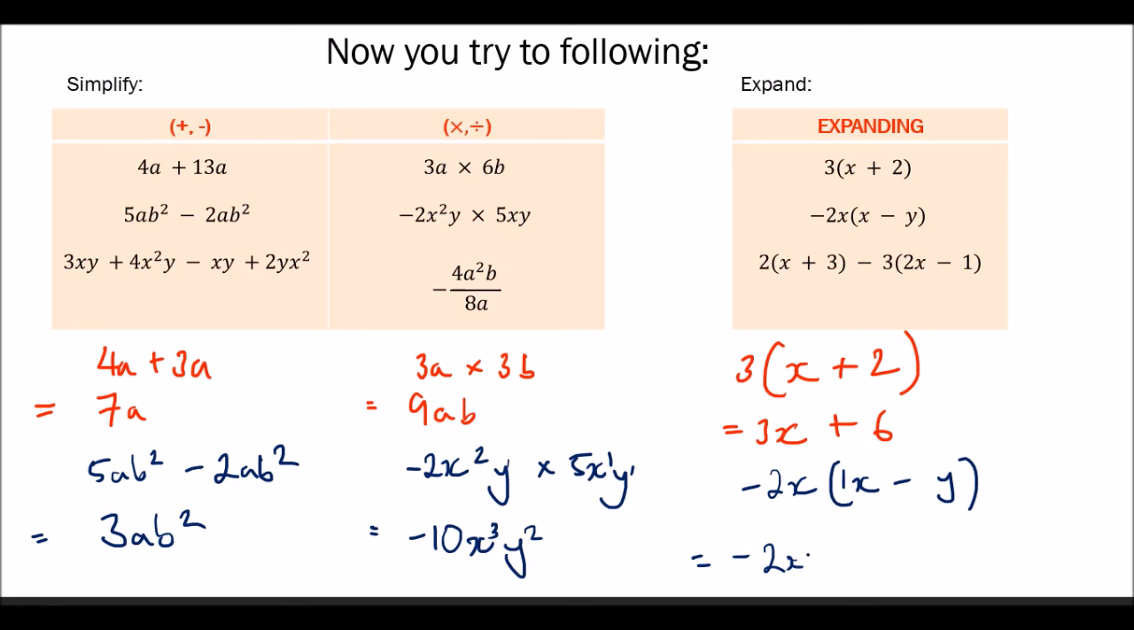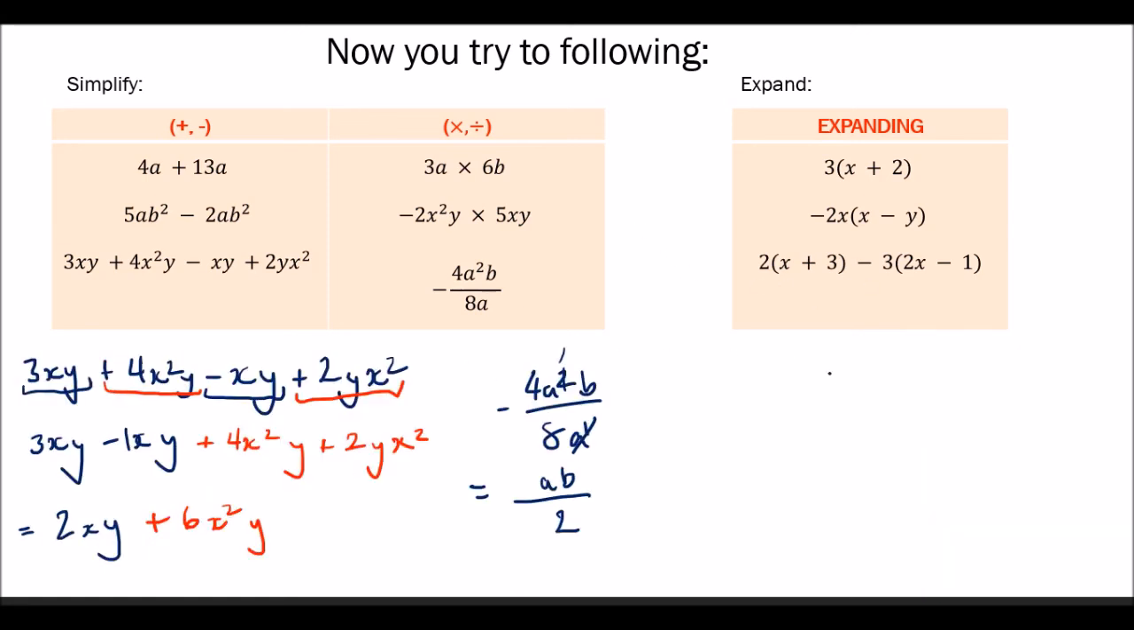Next one is that negative 2x times that negative y, this guy. So negative 2 times, in front of there, there's a magic 1 that we don't see. So negative 2 times negative 1 gives you a positive 2. x times y is just xy. There's your answer.